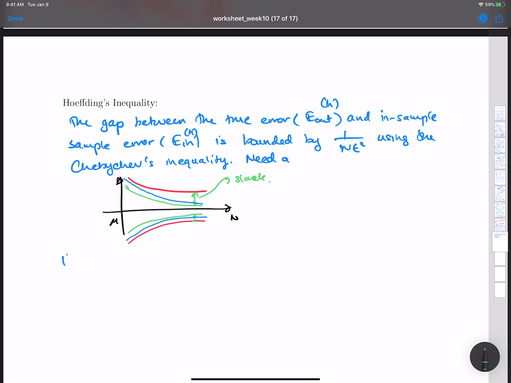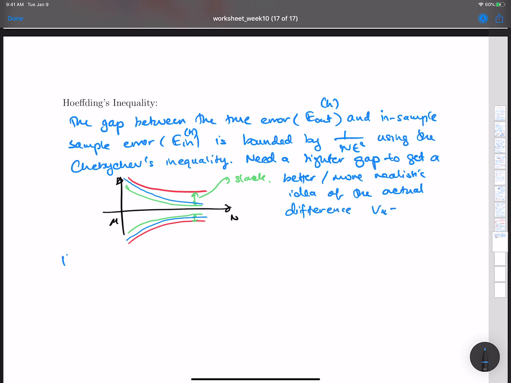So I need a tighter gap to get a better, more realistic idea of the actual difference. So Vn minus mu. What's the probability of going out of this interval? You want to get an even tighter upper bound for the probability. Okay. So Hoeffding's inequality can be used here, and it's defined as follows.